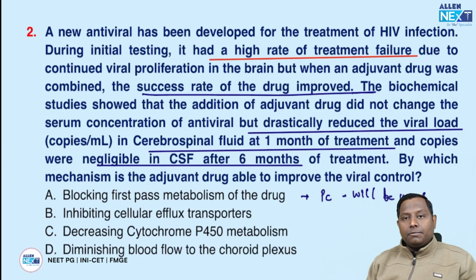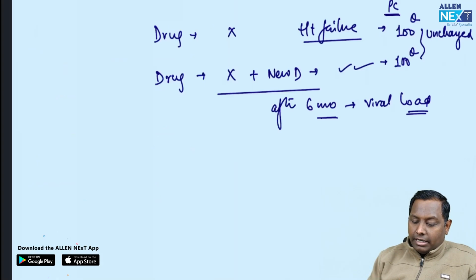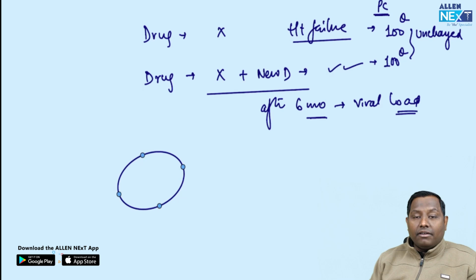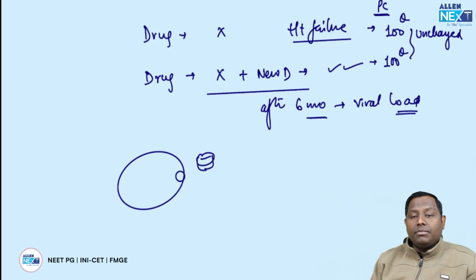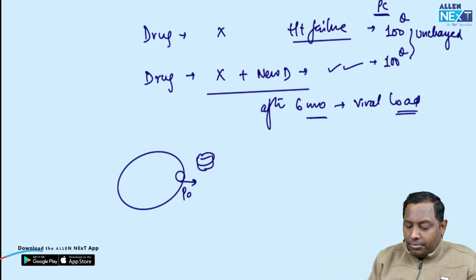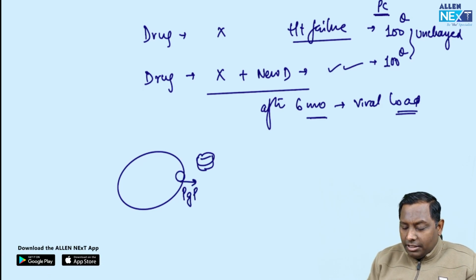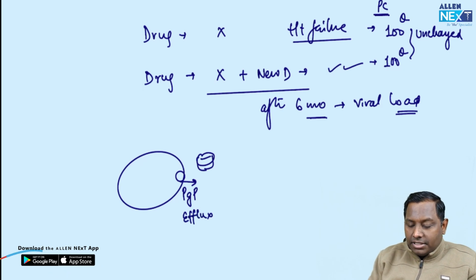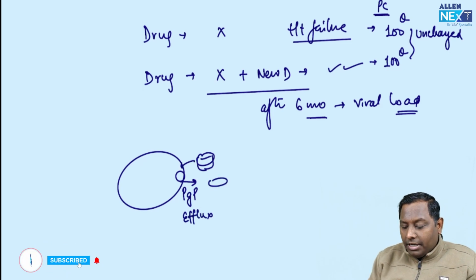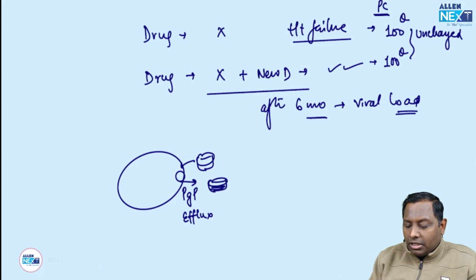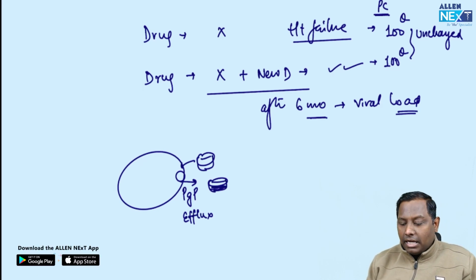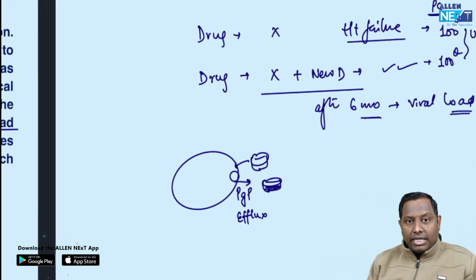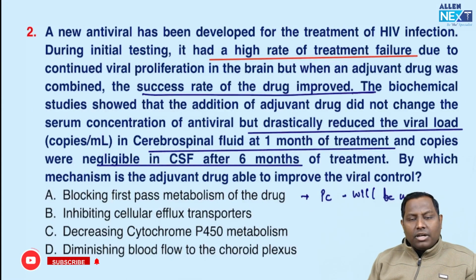Inhibiting cellular efflux transporter. Okay, so there is a drug, and this is the cell that we have, let us say. Whenever we give the drug alone, sometimes on the cell membrane there is an efflux pump, for example P glycoprotein. So sometimes when we give this drug alone, they might pump it out immediately, throw it out immediately, and not allow the drug to stay. It will not let the intracellular load or concentration increase. The drug will stay outside and not go inside the cell. Okay, so inhibiting cellular efflux can be a possibility.